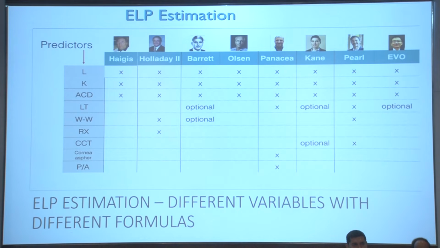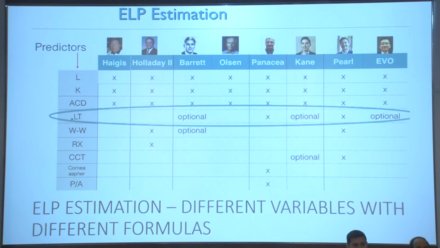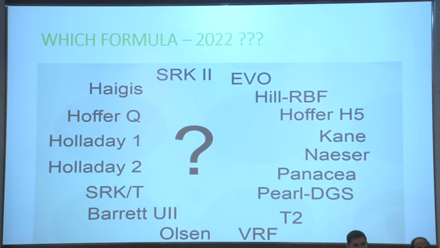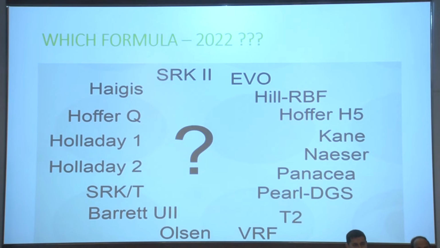All these formulas are based on ELP estimation. The newer generation formulas take the lens thickness as one of the main variables, and certain formulas consider the cornea for better keratometry measurements. They consider corneal asphericity and the posterior to anterior ratio, like the Panacea method. So in 2022 we have many formulas. From the left side, there are our old third generation formulas. In 2015-17 we had Barrett 2 Universal and Olsen, but now we have plenty of formulas available.